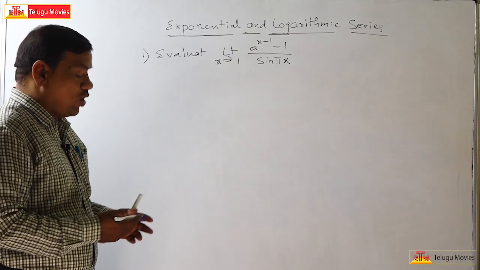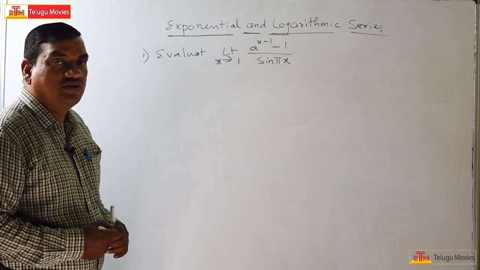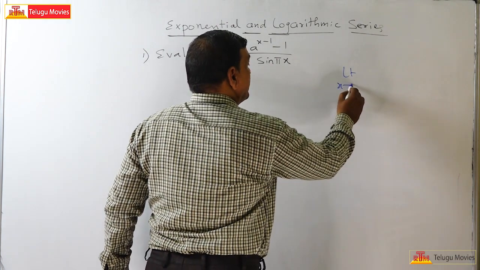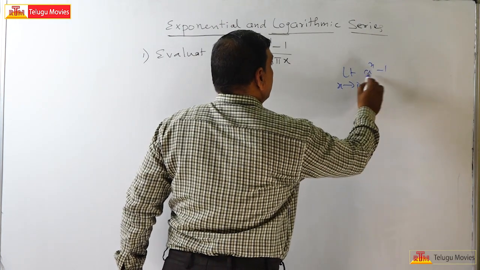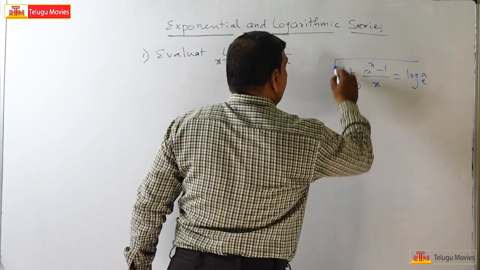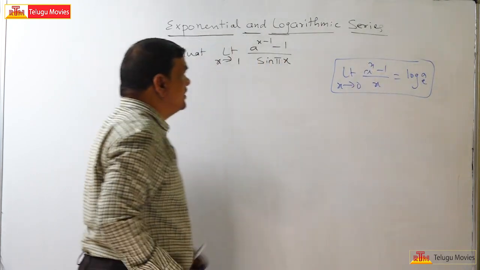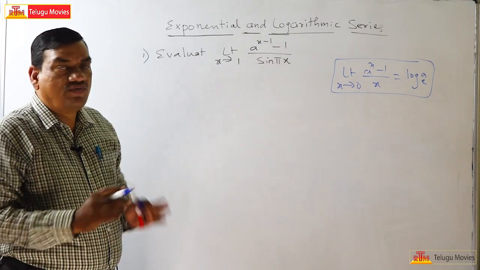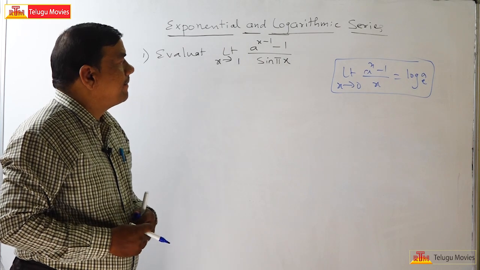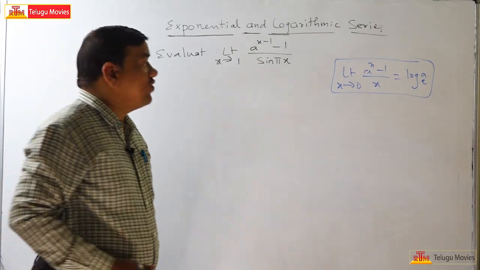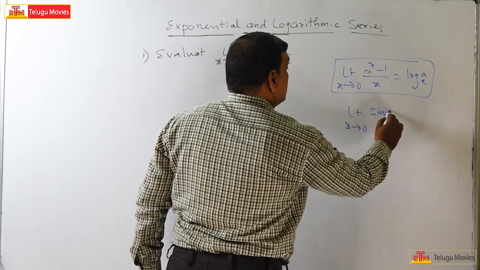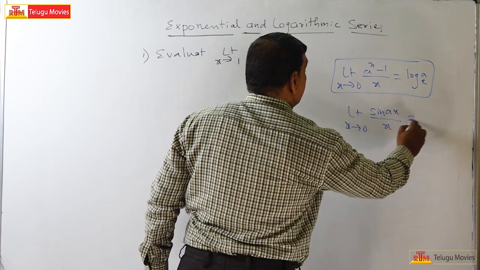So whenever such type of problems is given, immediately we have to think of the formula: limit x tends to 0, (a^x − 1)/x is equal to log a to the base e. Right. So why? Because here it is in this form, (a^x − 1)/x = log a to the base e. Okay. And one more formula we have to remember: limit x tends to 0, sin(ax)/x is equal to a.